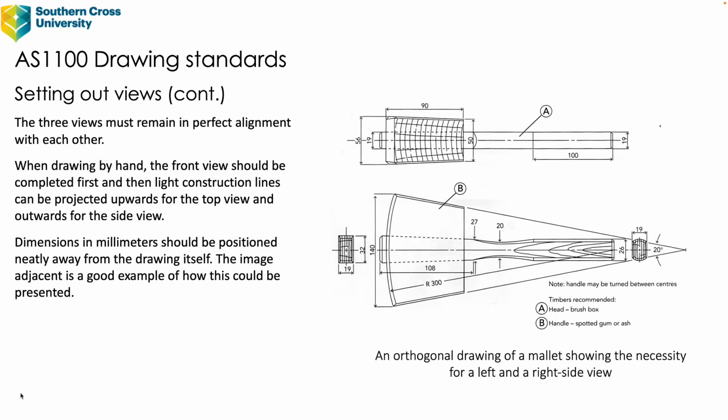The three views must remain in perfect alignment with each other. When drawing by hand, the front view should be completed first, and then light construction lines can be projected upwards for the top view and outwards for the side view. Dimensions in millimetres should be positioned neatly away from the drawing itself. The image adjacent is a good example of how this could be presented.